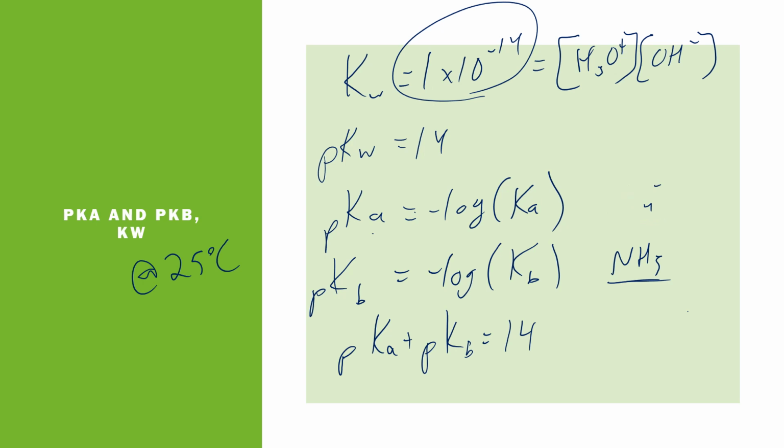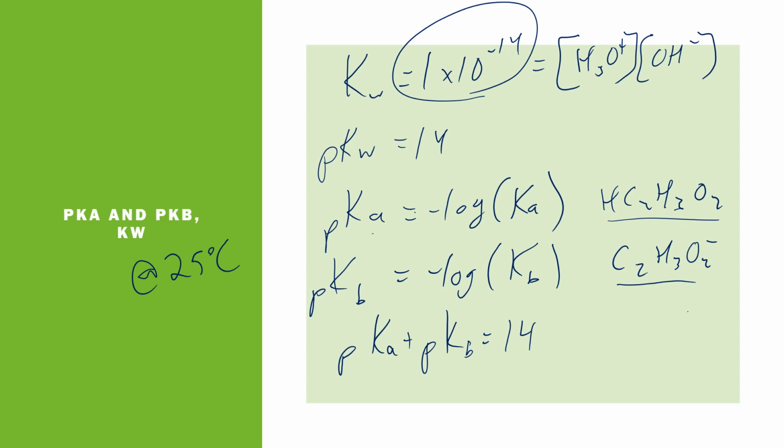Let me think of another example. If you have the weak acid acetic acid, which is a really common one, HC2H3O2, its conjugate base is C2H3O2 minus. Again, you can convert between the pKa of this weak acid and the Kb of its conjugate using these equations here.